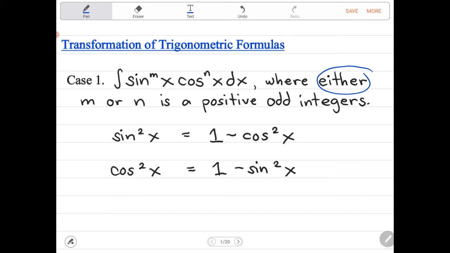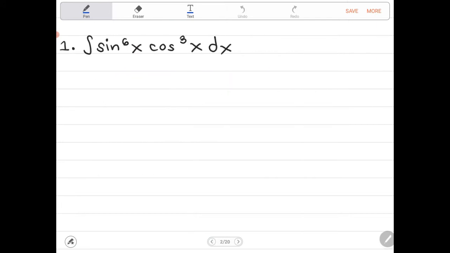So ito yung identity ng gagamitin natin. This will be the identity that we are going to use. Sine squared x is equal to 1 minus cosine squared x, and cosine squared x is equal to 1 minus sine squared x. Let us try. Number 1. The integral of sine raised to 6x cosine cube x dx.